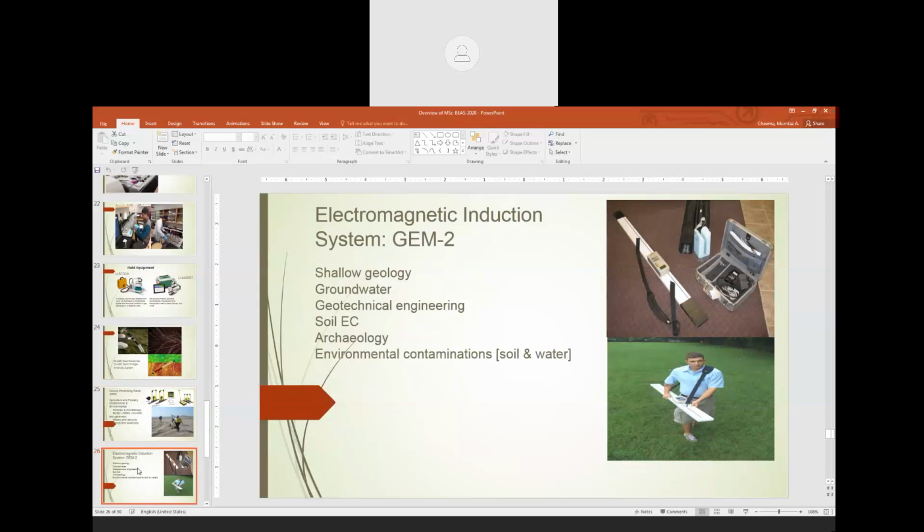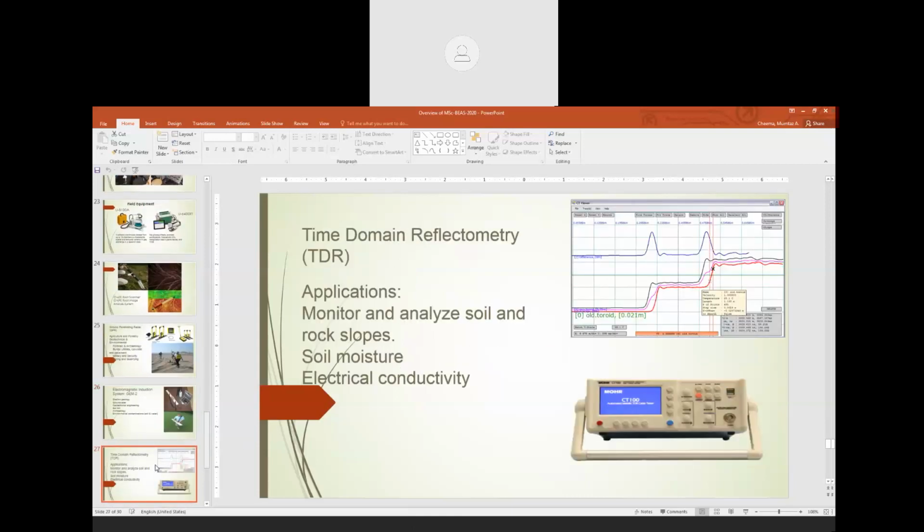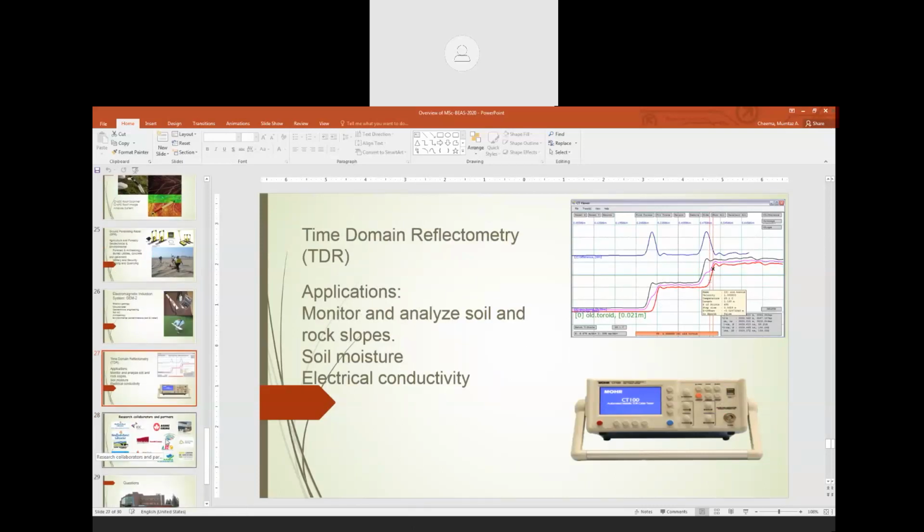EMI system, again, you can see we can get some groundwater information, whether it is shallow, or the soil EC and some other environmental contamination information as well through using this system. This TDR, again, we can monitor the soil water potential, soil moisture in the soil. So these are all different equipment that can have different applications, right? So we can do all in real time. We can get really good data on that.